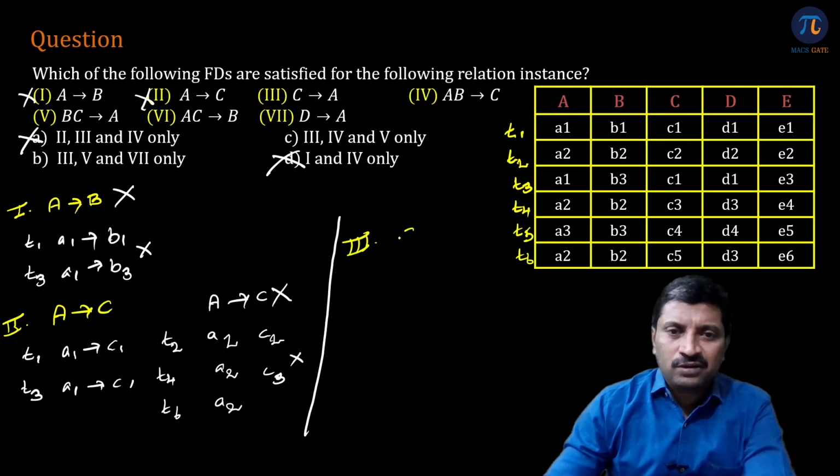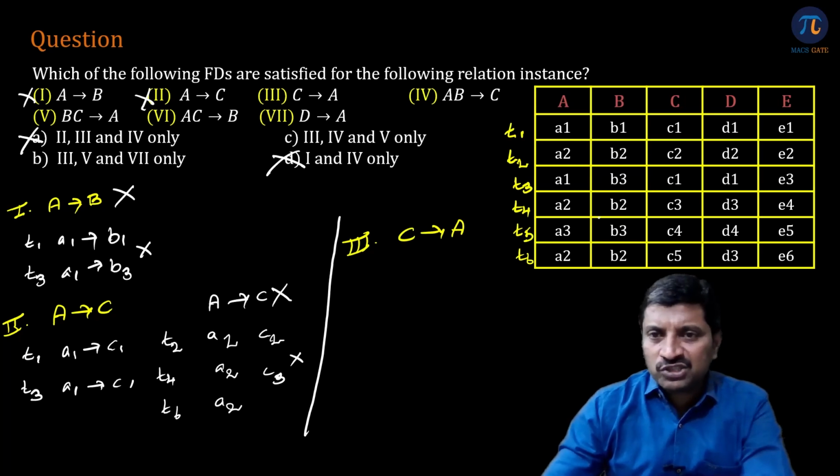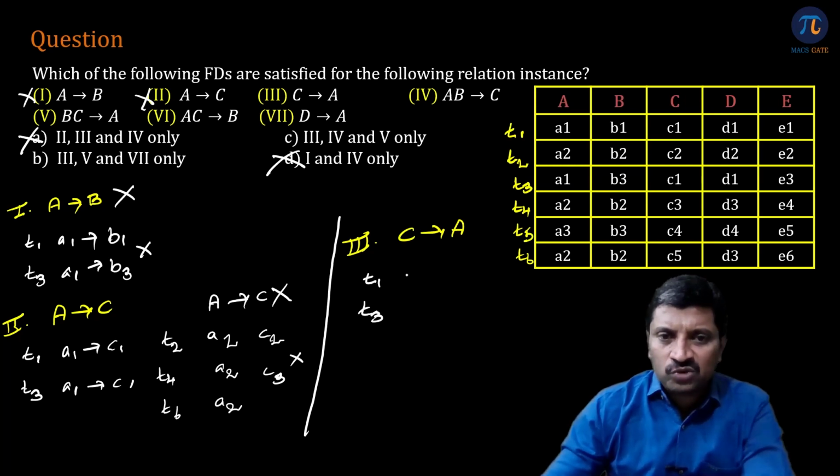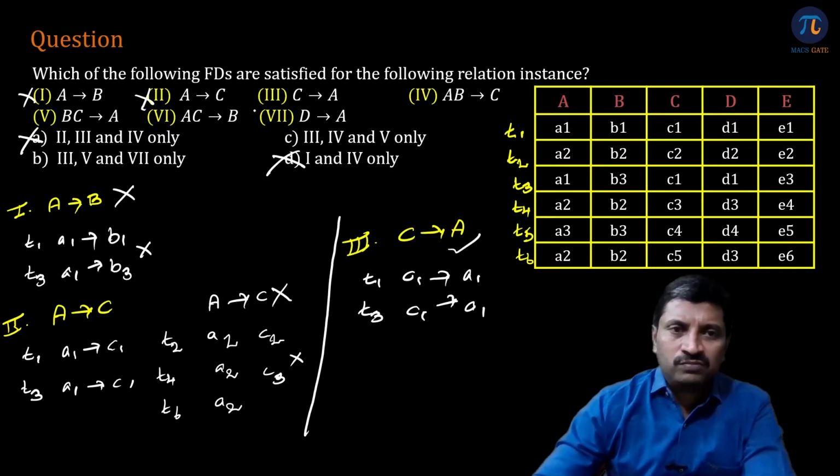What is third option, sir? C goes to A. For C goes to A, for C, C1, C2, I think T1 and T3, these two are same. C1, C1. What are A values? A1, A1. Any more two tuples, sir? No. C2, C3, C4, C5. So this will hold. So 3 is satisfied. 3 is present in both of them.